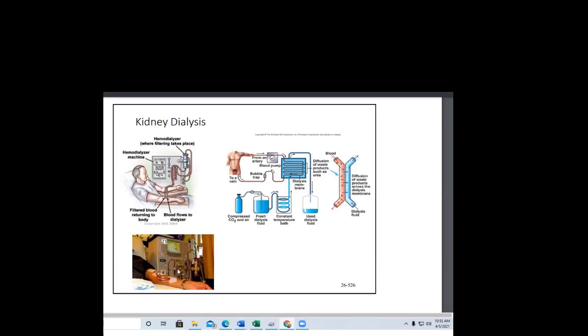You have to have good eyesight. You have to have good manual dexterity with your hands to hook things up properly. So people really need to be with it to be able to do peritoneal dialysis.